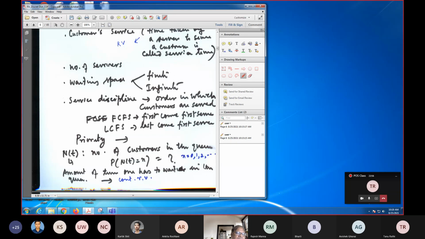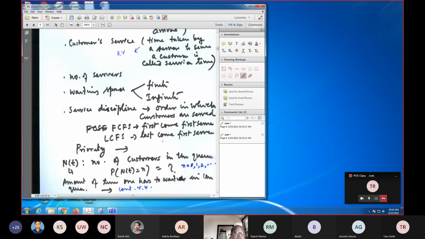Then there is a service discipline. Service discipline means the order in which you serve the customer. So usually the first come first serve is the most popular scheme. It is also known as first in first out. So first come first serve is most popular.